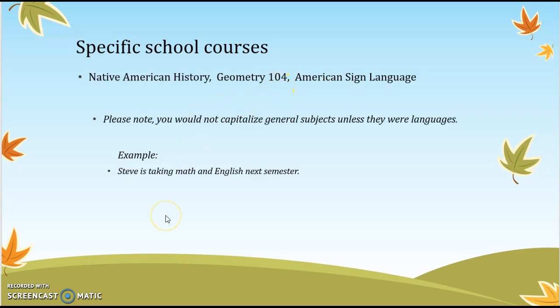Now here's an example down here of when we would not capitalize a school course, and here it is. Steve is taking math. Math is not capitalized. It's a general subject. So Steve is taking math and English next semester. English is a language, so that is going to be capitalized.